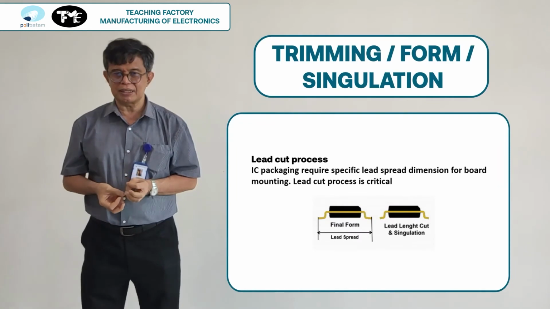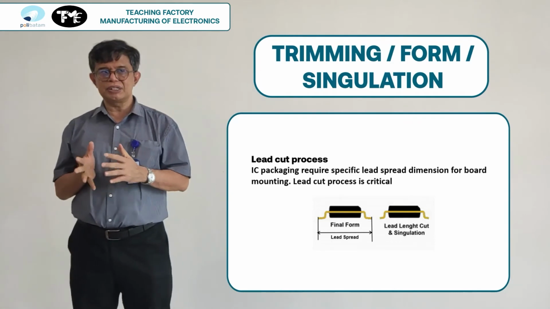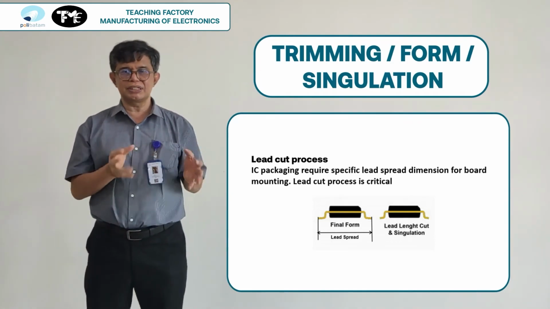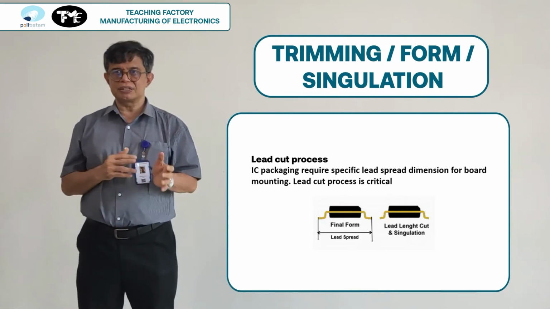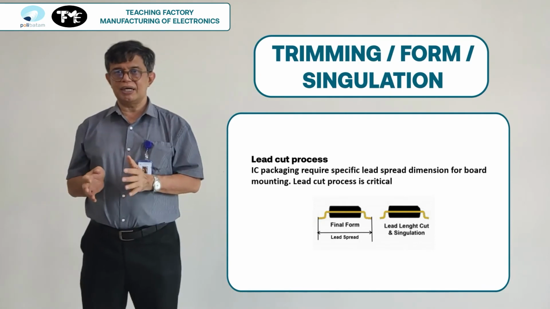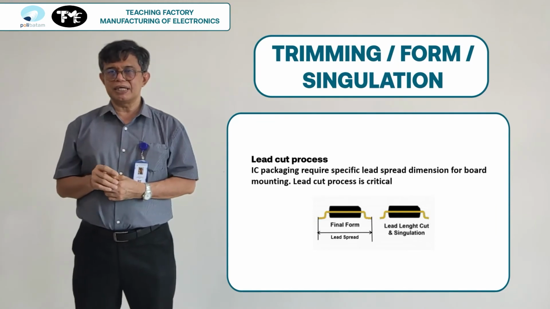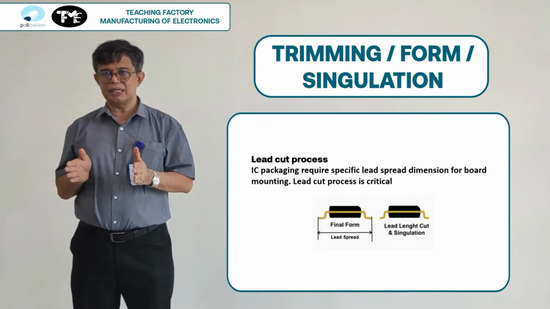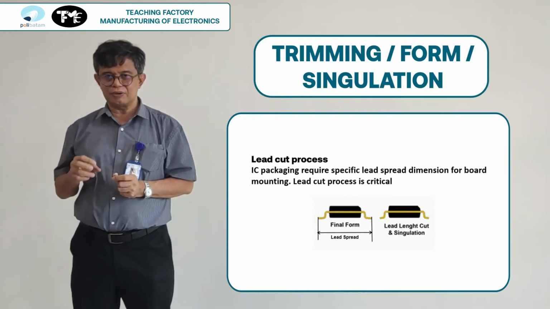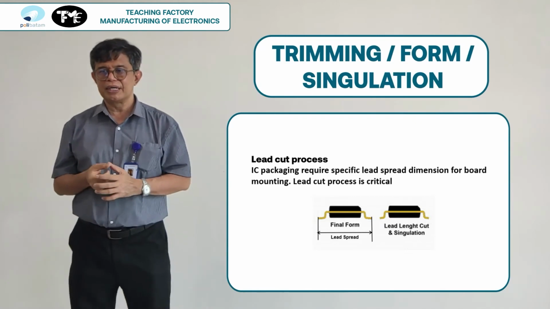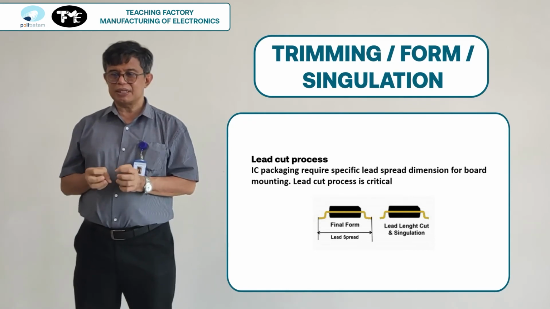Next is the lead cut. So why do we have a lead cut at the end? Because some systems use the lead cut at first, and there are also systems that cut the lead at the end. So there are pros and cons in this. But when we cut at the end, the lead spread will be very precise. So the lead spread has to be controlled based on the JEDEC, because it will be controlled when it is placed to the board. So this is the importance of the lead spread. So that's why there is a lead cut process.